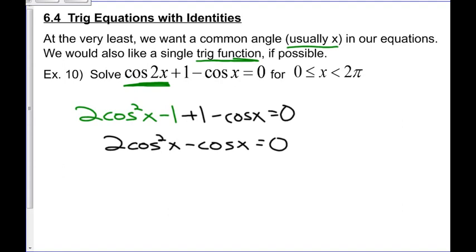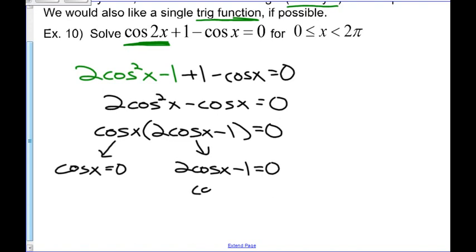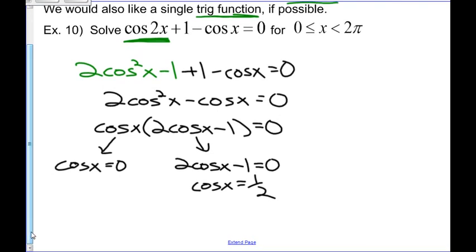Okay, we can take a common factor at this point, and we always factor when we have quadratics. And what that gives us is two little elementary equations. This is just like we did in chapter 4. Cos x equals 0, or 2 cos x minus 1 equals 0. We're only looking for the solutions in the first revolution.